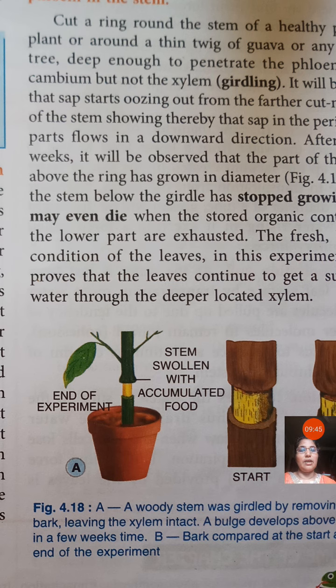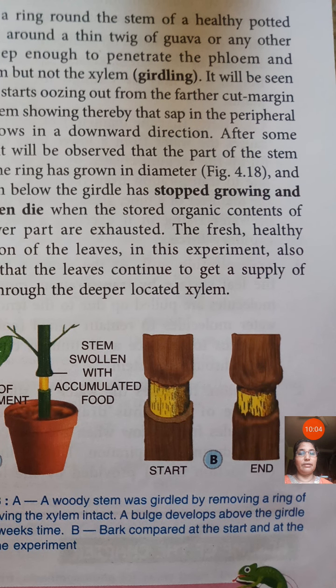That part shows unhealthy features. And you can see that the food made in the leaves is flowing downward and showing some accumulation. The stem is swollen with the accumulated food. In picture B, the shape of the stem at the starting of the experiment is shown. At the end of the experiment, the part above the girdling becomes swollen because of the accumulation of food.